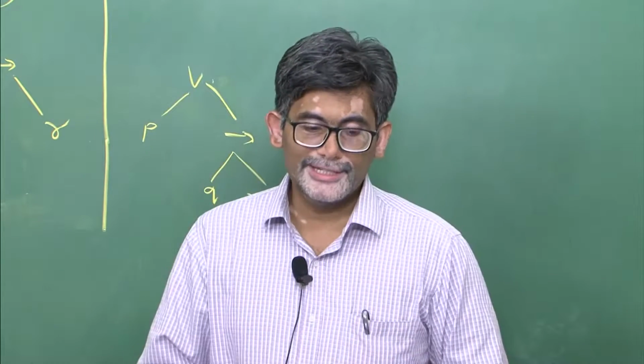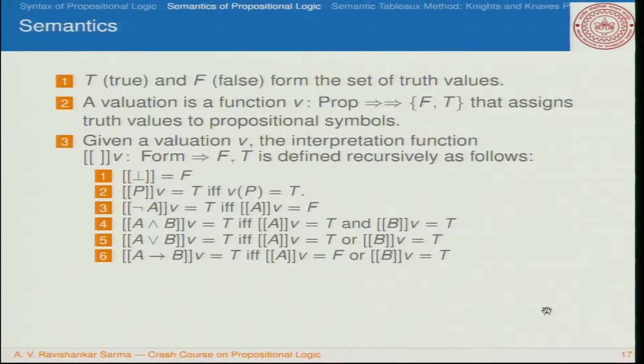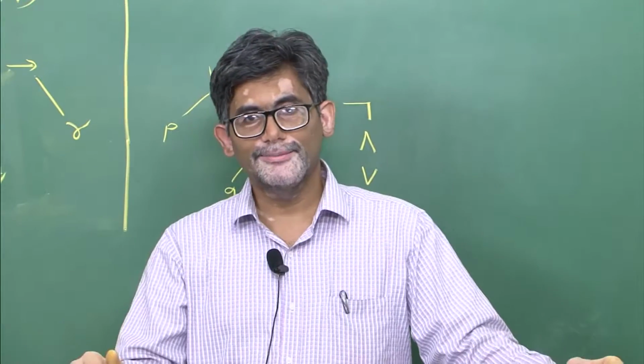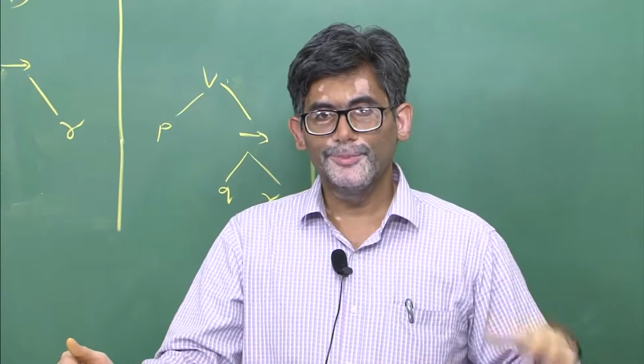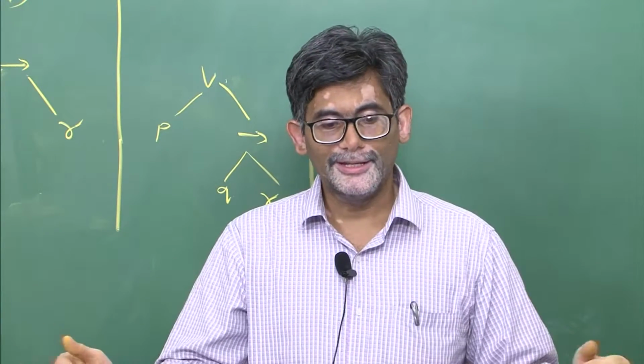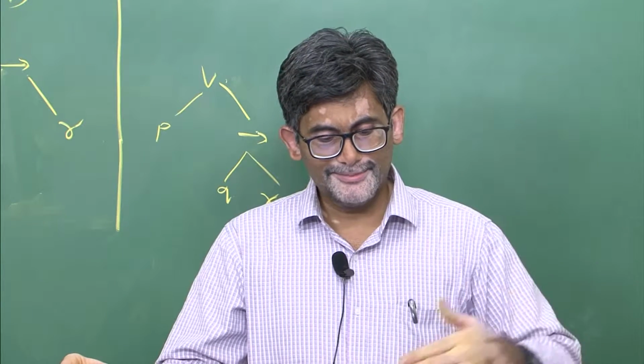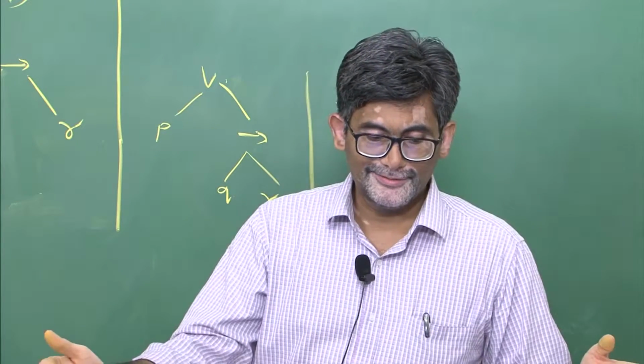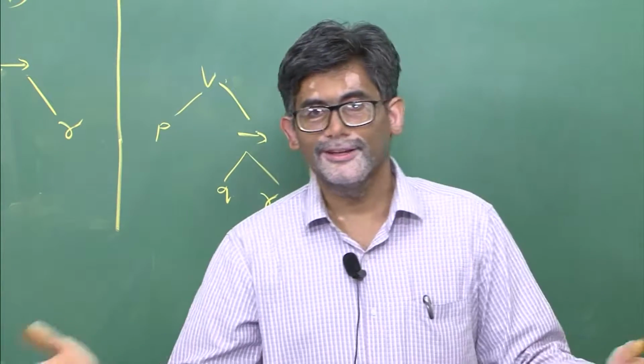Given the valuation function v, which assigns values to all the propositional variables, an interpretation function v takes a formula and gives us a value, F or T. For example, valuation of p and q, depending upon what values p and q have, generates some value. If both p and q are false, then the valuation of p and q is going to be false. A contradiction is always false.